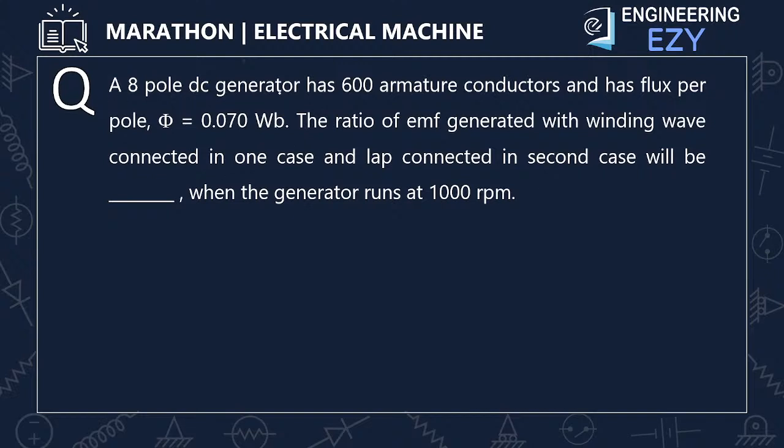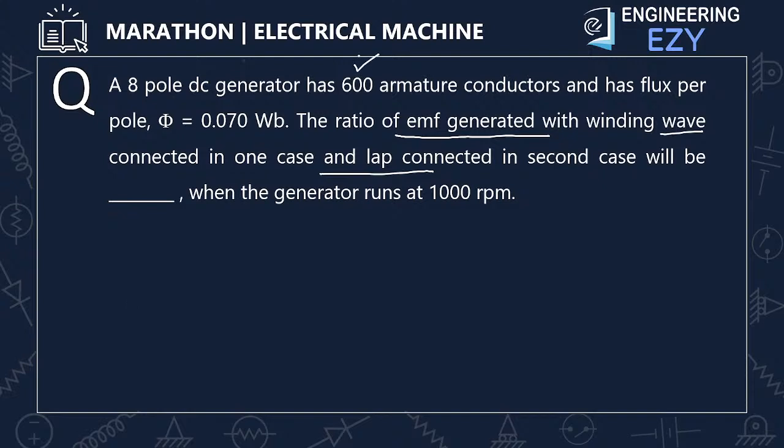An 8-pole DC generator has 600 armature conductors and flux per pole is 0.070 Weber. The ratio of EMF generated with the winding wave connected in one case and lap connected in the second case will be. Means we have to calculate the ratio of generated EMF E1 upon E2. In the first case it is connected in wave winding, and in the second case it is connected as lap winding. You can give the answer directly because only the number of parallel paths changes.